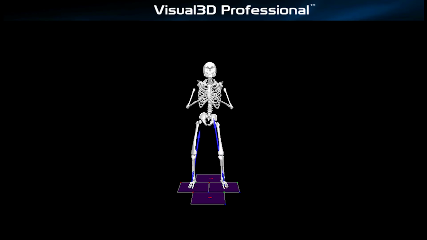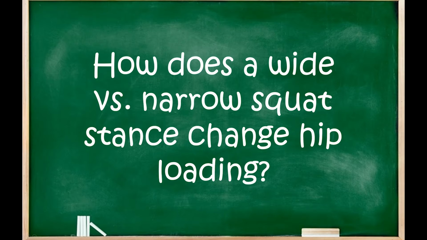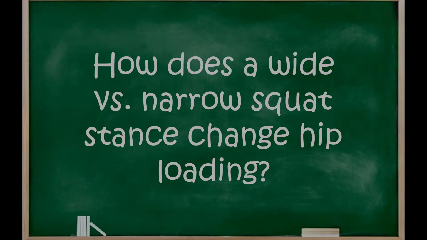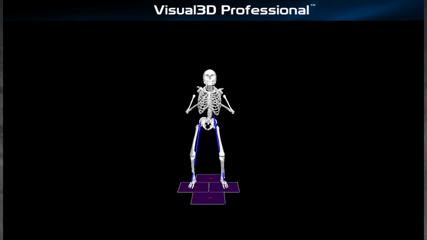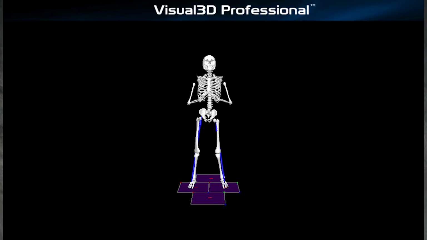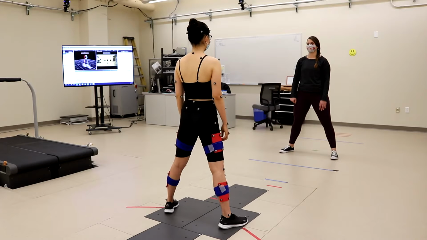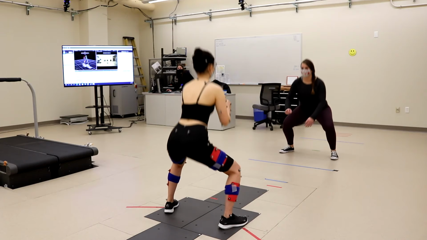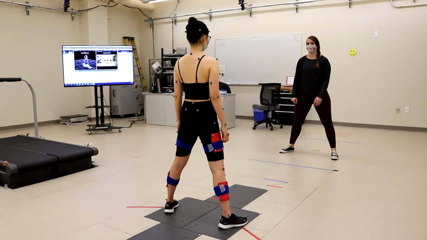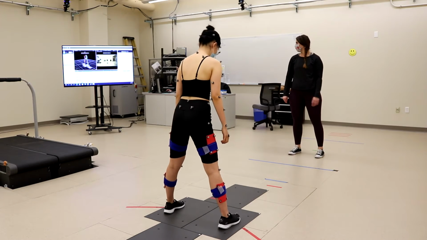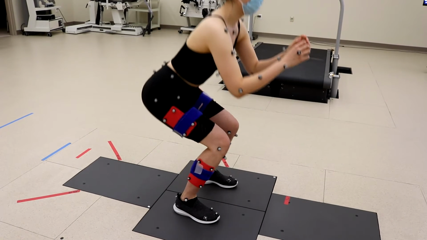Let's think about this in a simple motion, the squat. How do you think a wide versus a narrow squat would affect the loading in the hip joint? Something as simple as widening or narrowing your stance in a squat can dramatically change how much weight your body can handle due to the different muscles used. A wider squat will activate more of your butt or hip muscles, while a narrower squat uses more muscles around the knee, such as your quads.